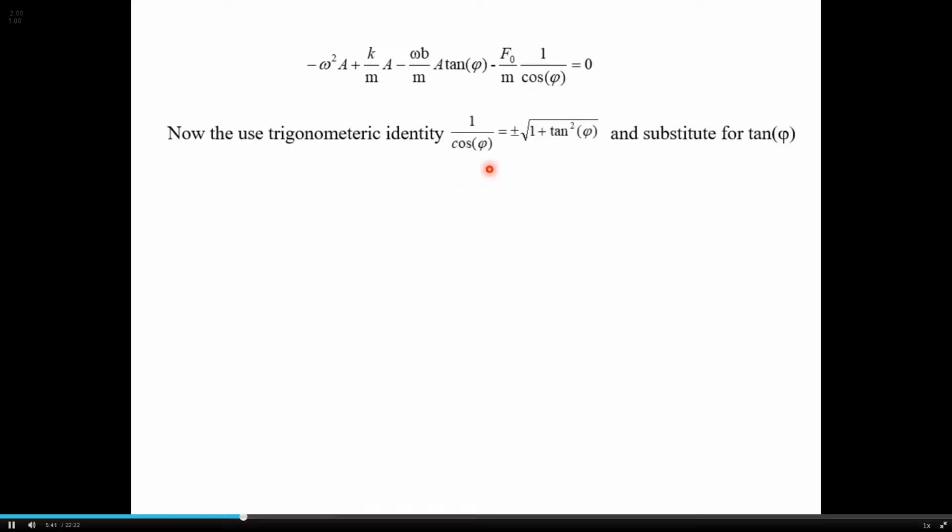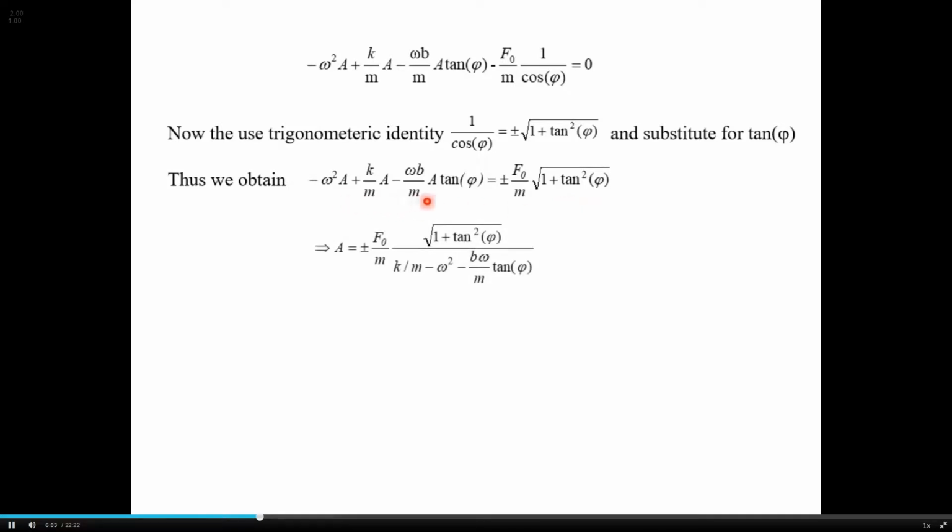So here's that expression from the previous slide. Now we're going to use another trigonometric identity, and that's that we can rewrite 1 over cos psi as plus or minus the square root of 1 plus tan squared psi. So substituting for 1 over cos psi here, we obtain this expression. I've moved the force-related term over to the right-hand side here.